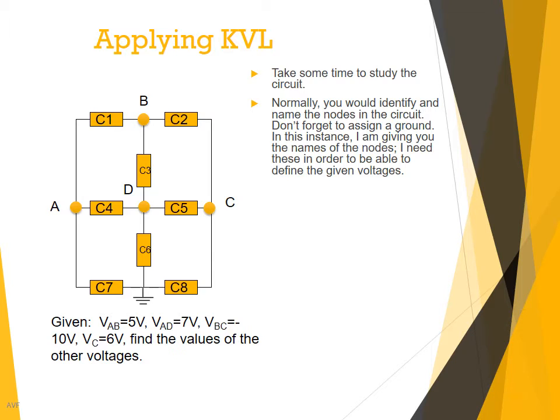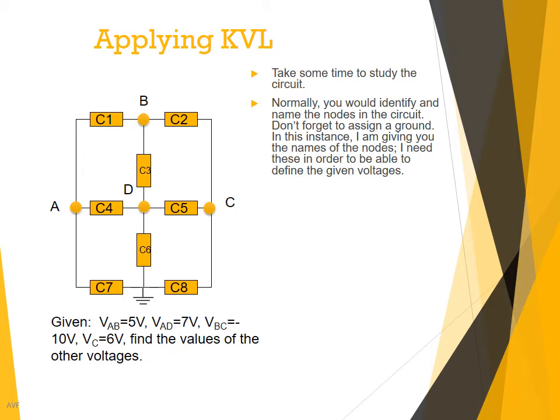and I'm also defining ground. In other cases, you will have to define the nodes, and you should always remember to save one of your nodes and define that as ground. So once I have defined the nodes for you, then if I'm giving you VAB equals 5 volts, you know that the voltage from A to B is equal to 5 volts. And in this instance, because the only component between A and B is the component C1, I'm giving you the voltage drop across C1. In the same way, VAD is the voltage drop across C4.